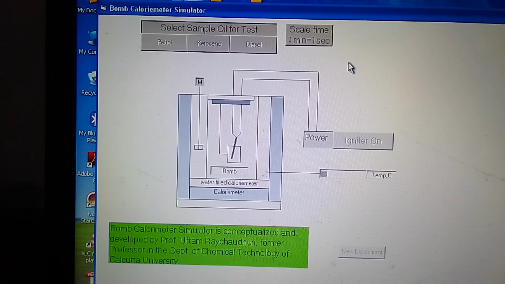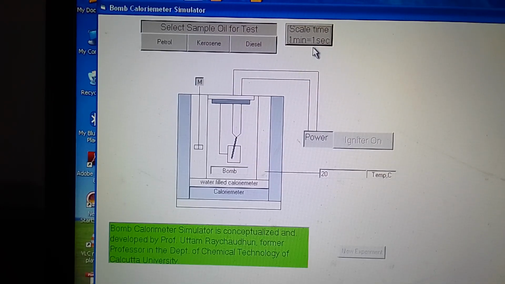Today I will demonstrate virtually a bomb calorimeter for determination of heating value of a fuel. Usually solid or liquid fuel is used for determination in this experiment. Now in the beginning I will scale down the time for the experiment, which is time consuming.